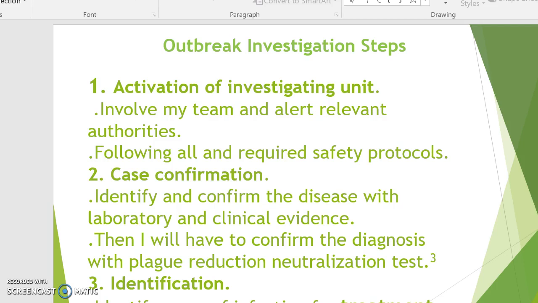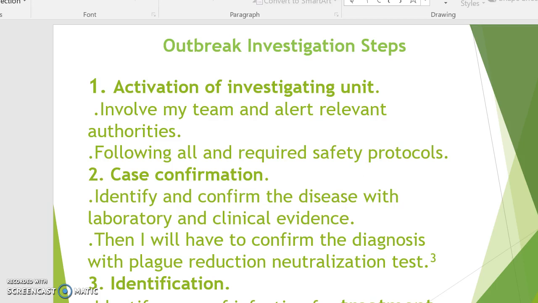Outbreak investigation steps. Number 1 is activation of the investigating unit and alerting relevant authorities. Number 2 is case confirmation: identify and confirm the disease with laboratory and clinical evidence, then confirm the diagnosis with plaque reduction neutralization tests.